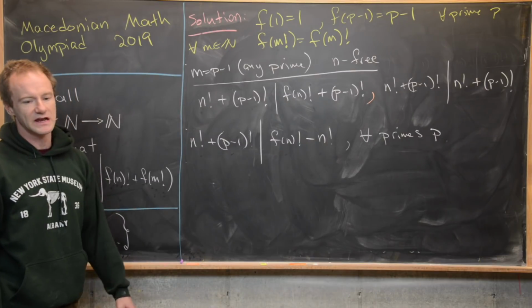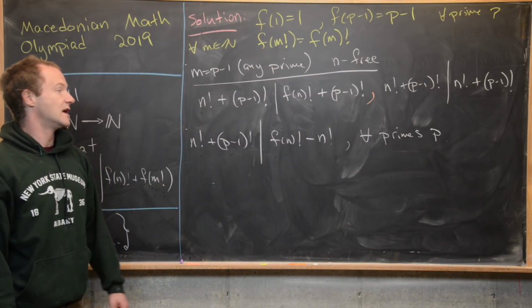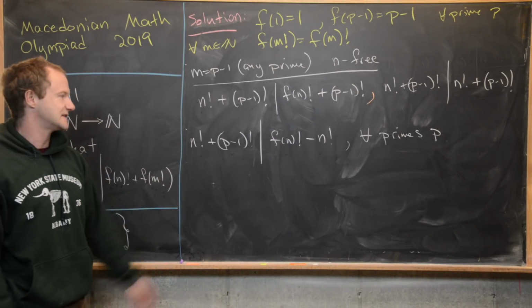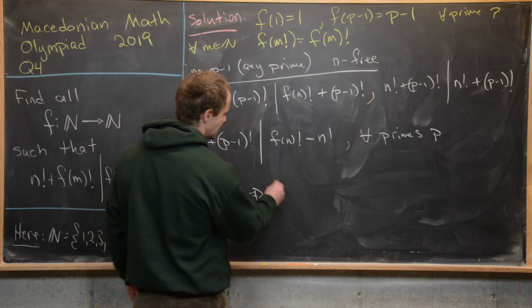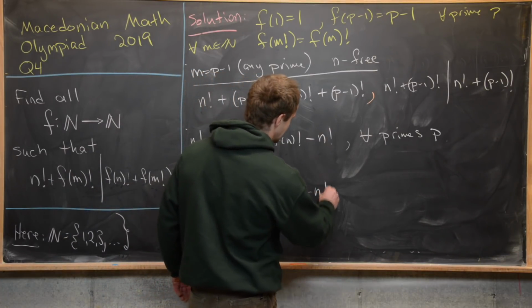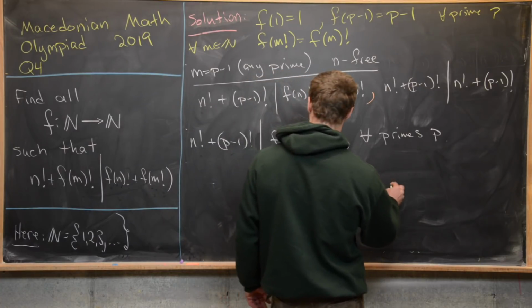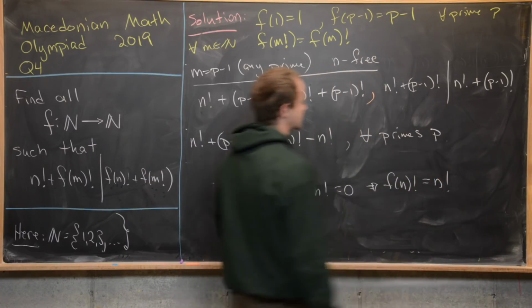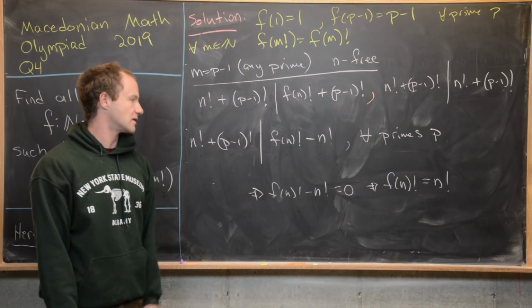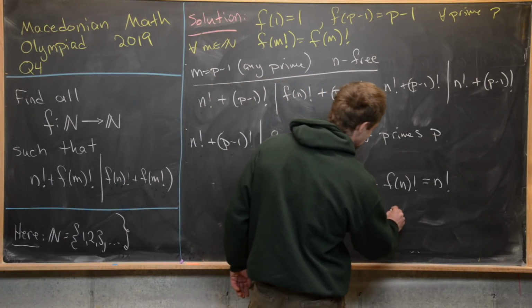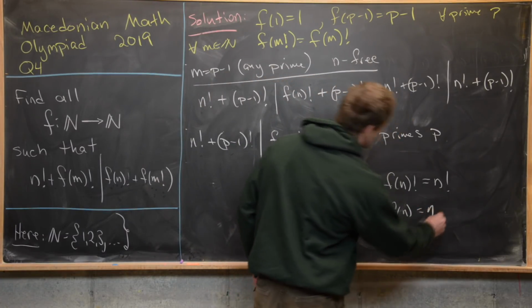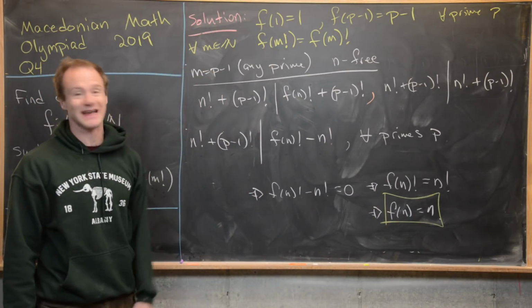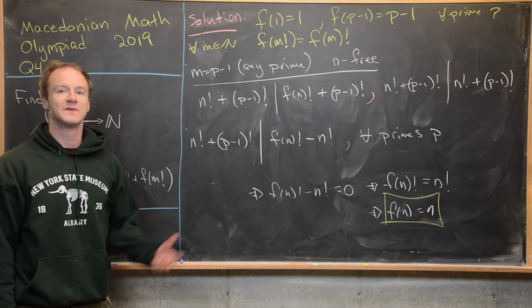But from that third hint on the very first board, we know that anything that's infinitely divisible, in other words, divisible by infinitely many things, has to be equal to 0. So here we have f(n)! minus n! equals 0. In other words, f(n)! equals n!. But if f(n)! equals n!, then that means that f(n) equals n. And that means that the only function that satisfies this setup is just the identity function f(n) equals n. And that's a good place to stop.